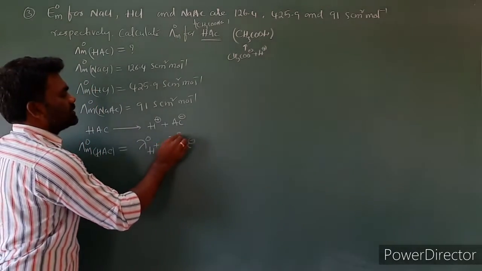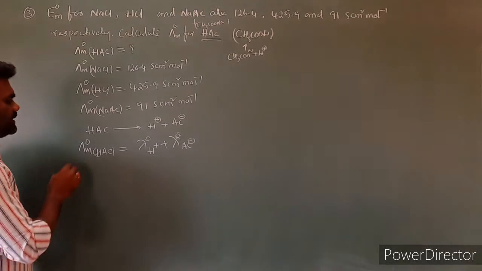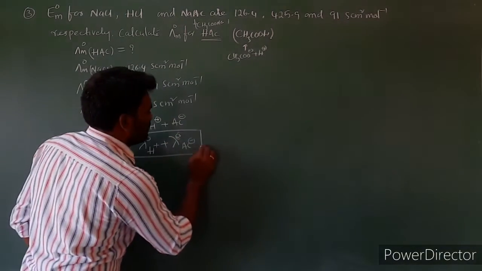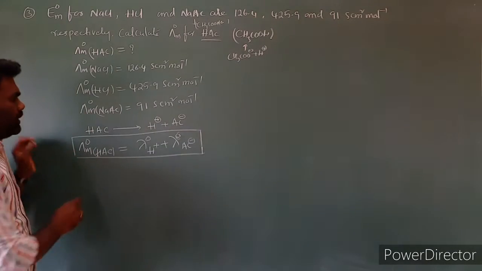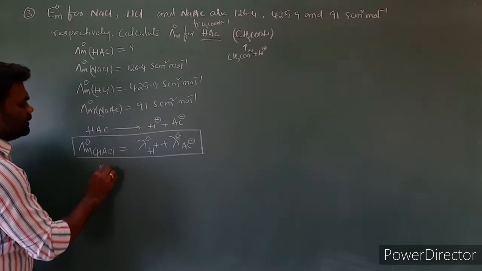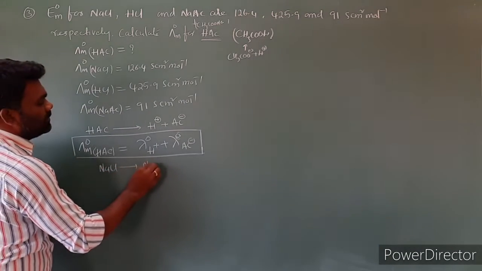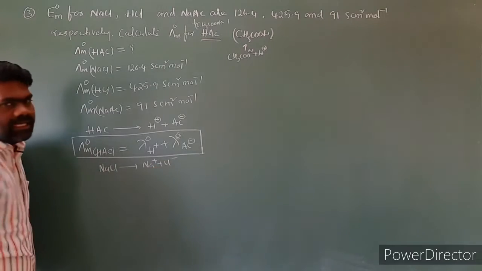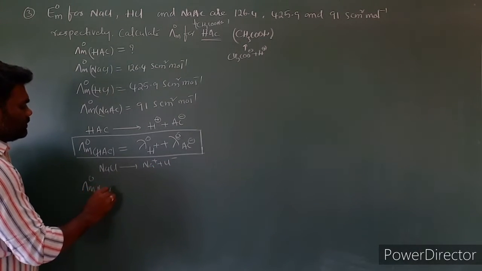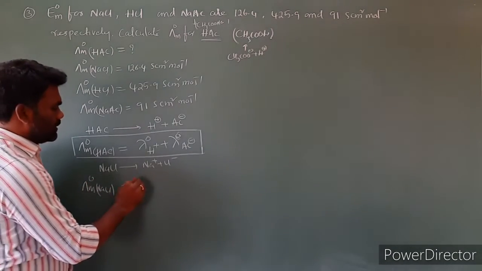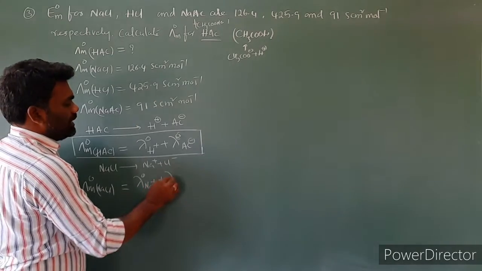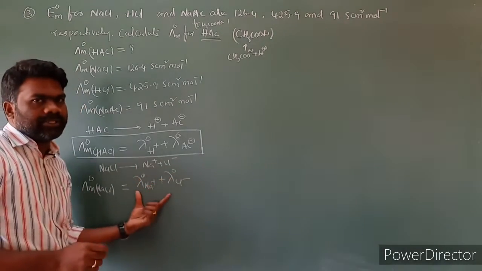Lambda naught AC minus. So this is the representation. This is the equation we required. Based on this equation, we will solve the problem. Then next, what is given is lambda m naught NaCl. NaCl dissociates into Na plus plus Cl minus. Write the representation: lambda m naught NaCl is equal to lambda naught Na plus plus lambda naught Cl minus.